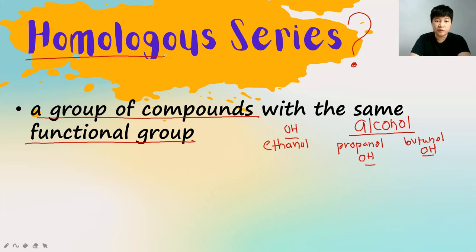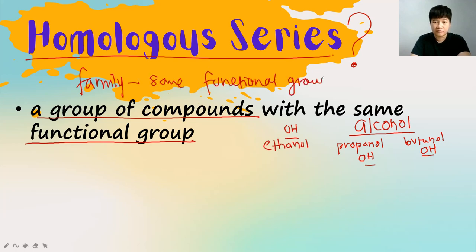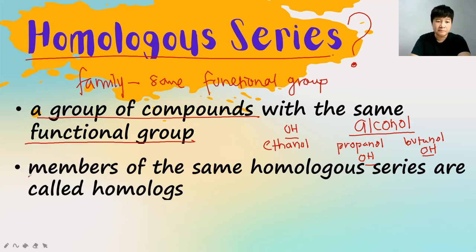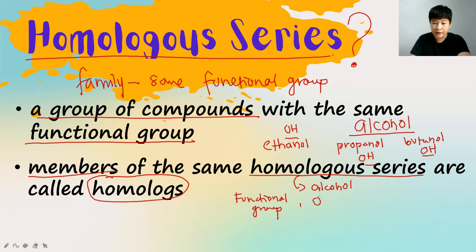Can you differentiate that? The homologous series is like the big family that has the same functional group. Inside the family, you have members, all right? The members in the homologous series, we call homologs. So in the homologous series of alcohol, they share the functional group OH. The homologous series is alcohol, and the same functional group in the family is OH. And the homologs here are what? What are the members of this homologous series? The members are ethanol, then your propanol. All these are your homologs in the homologous series of alcohol. They have the same functional group.